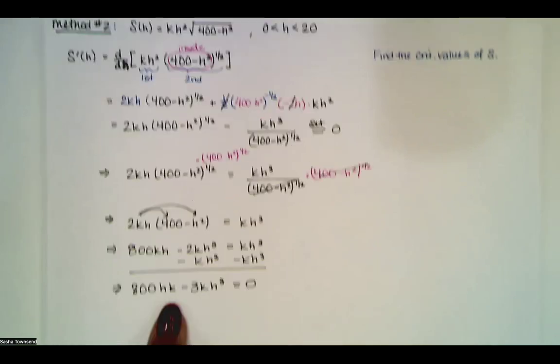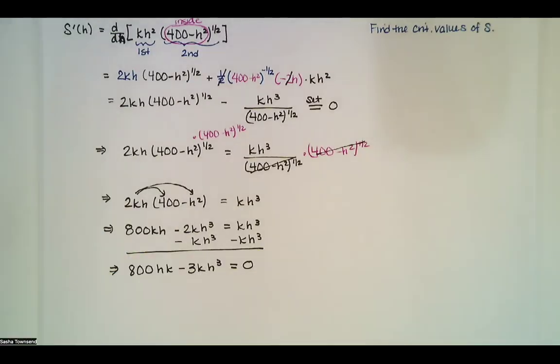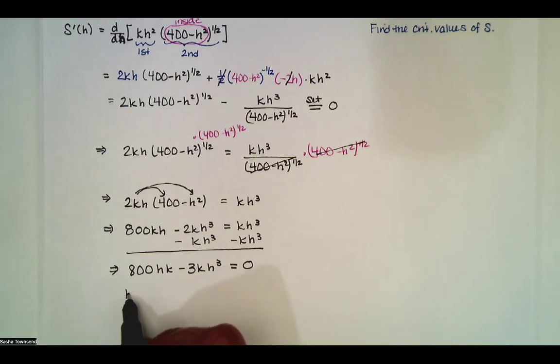And that's what needs to be 0 in order for us to have a critical value. The h values that cause this to be 0 are the critical values of s. So we can factor this. I'm going to factor out an h and a k.